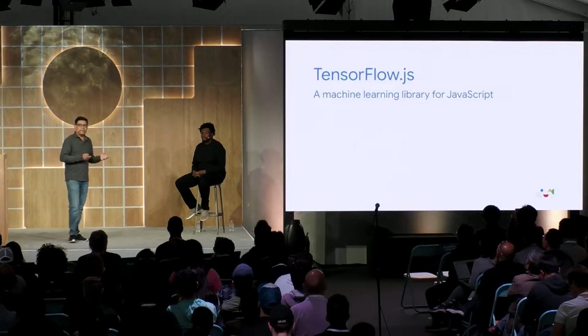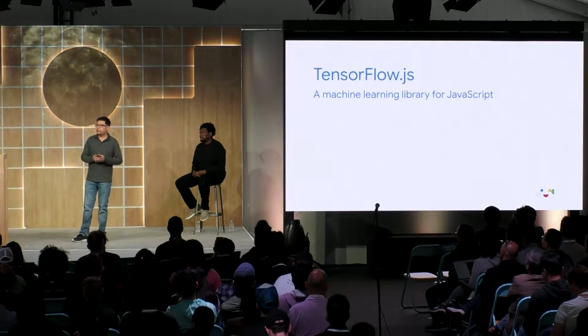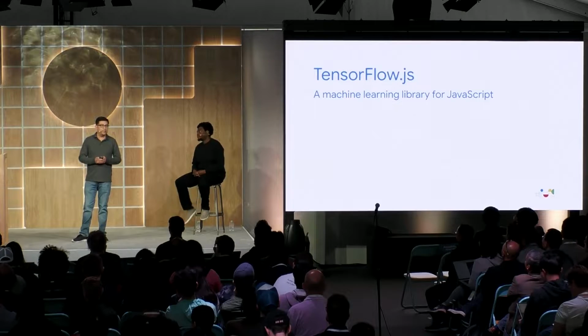So TensorFlow.js is an open source library for machine learning in JavaScript. It's part of the TensorFlow family of products, and it's built specifically to make it easier for JavaScript developers to build and use machine learning models within their JavaScript applications.